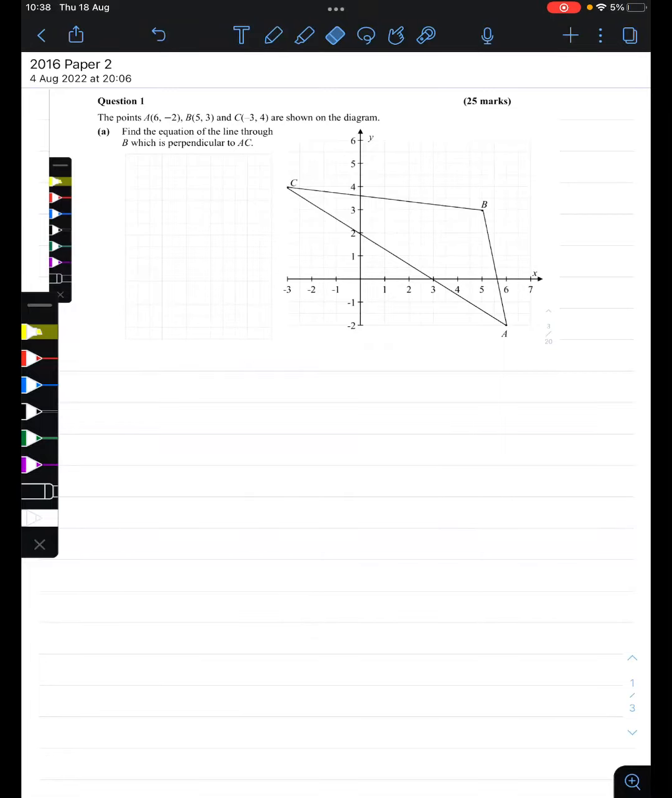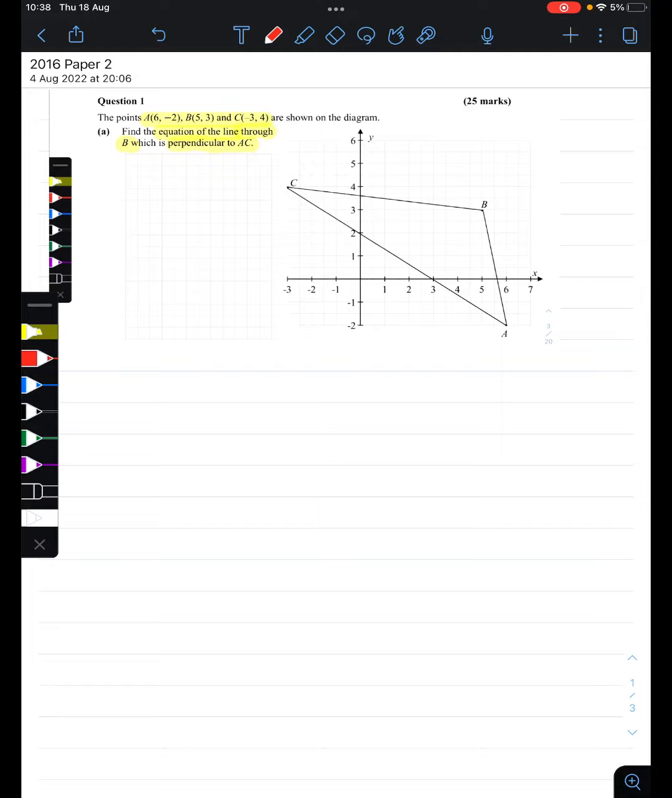Hi guys, today we're going to take a look at question 1 of paper 2 of the 2016 exam. We have 3 points: A (6, -2), B (5, 3), and C (-3, 4), as shown on the diagram. We want to find the equation of the line through B which is perpendicular to AC. Let's work through this question bit by bit.